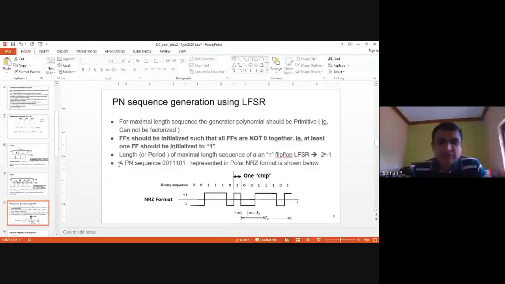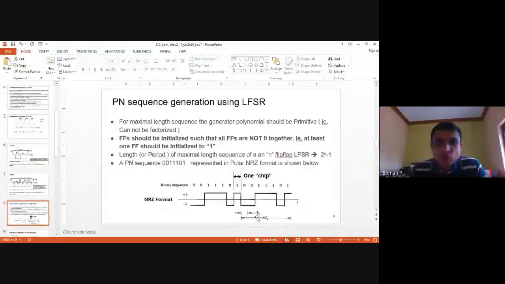This figure shows a PN sequence of 0 0 1 1 0 1, represented in a polar NRZ format. But the output of the flip-flop will not be like this. The output of the flip-flop will be binary data, so this is after a coder. So it is 0 0 1 1 1 0. This is one period, and then again 0 0 1 1 1 0 1. Up to this is one period, and again this is the second period.